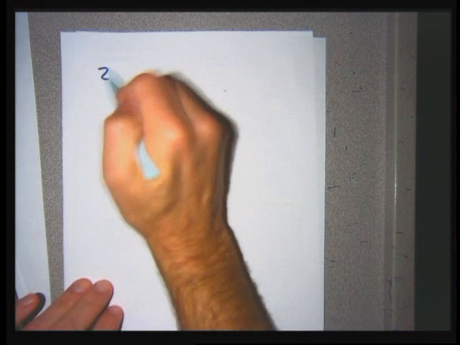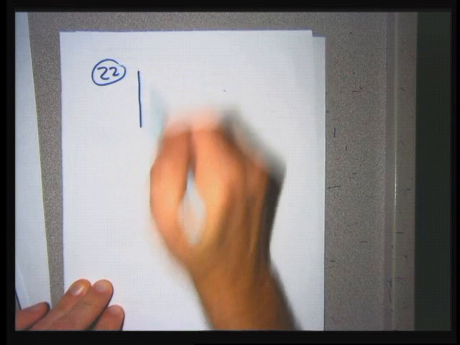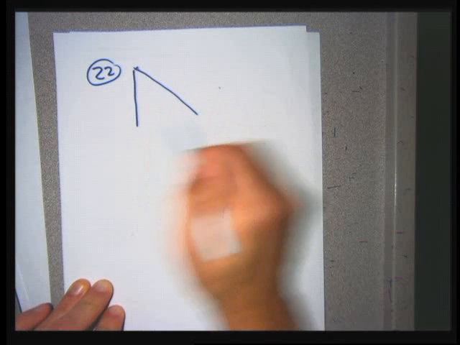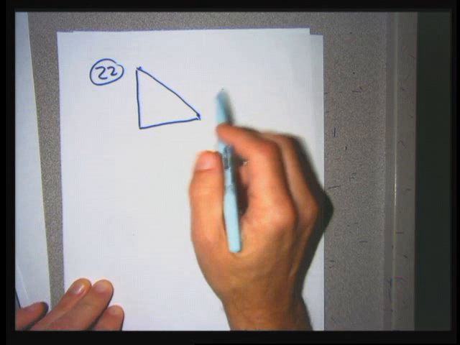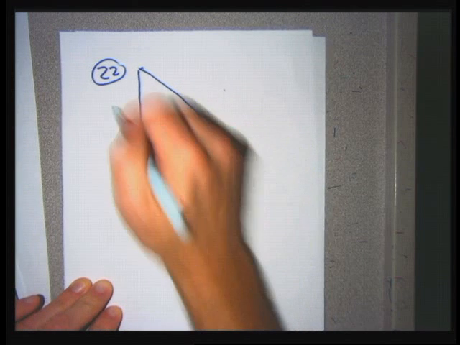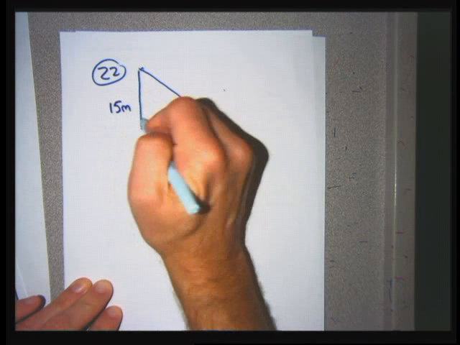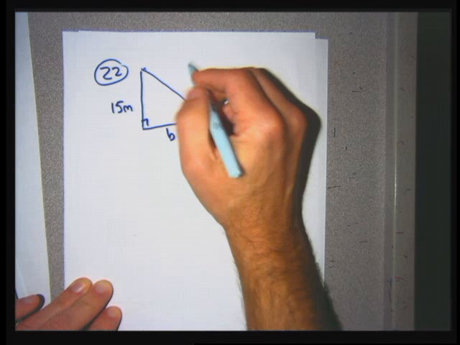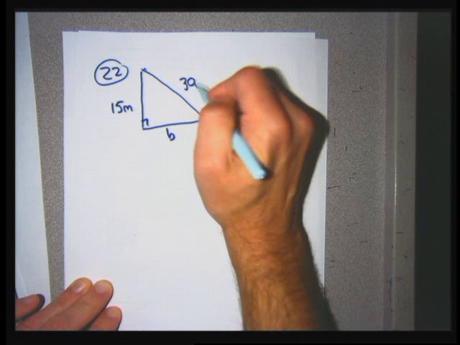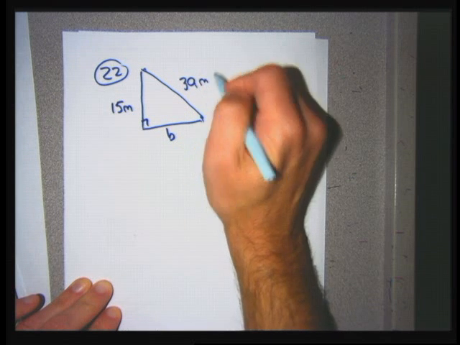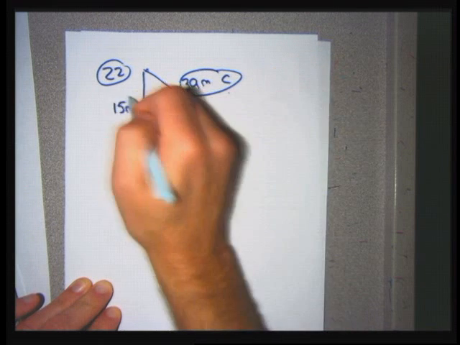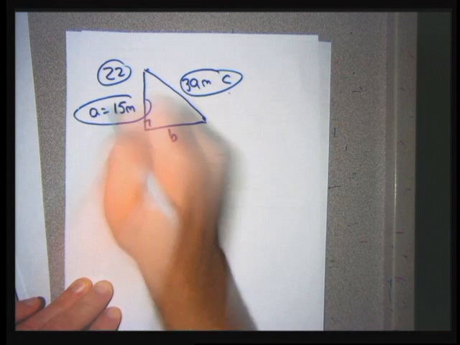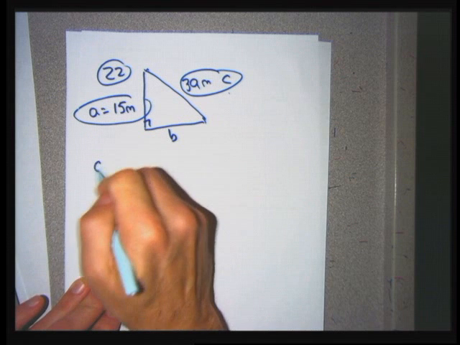Let me do one more problem, and I'll do problem 22. So 22 gives me another triangle, wants me to find the unknown side, the perimeter, and the area. The author was very nice, told me that the unknown side is the b, gave me the c, which I'm going to call the c, gave me the a, I'm going to call that the a, and wants me to find the b. So first I want to find the unknown side.